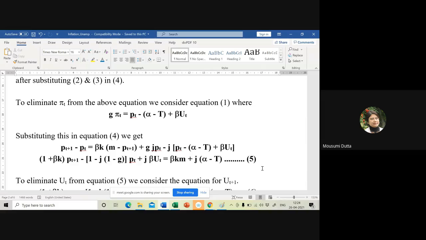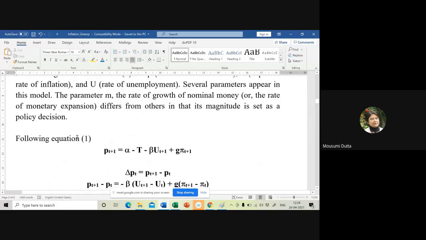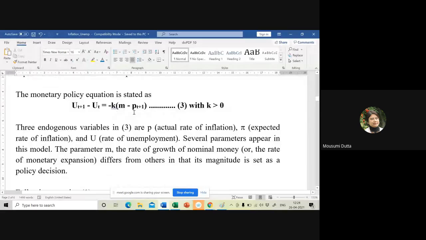So, in equation number 5, is there any extra element which we need to change? Yes, U(t) is the extra element. Now look at the U(t) equation. In terms of p(t), the U(t) equation can be presented in terms of p(t) only. However, I need U(t+1) minus U(t).